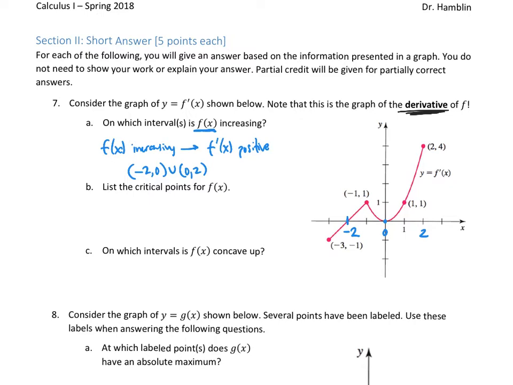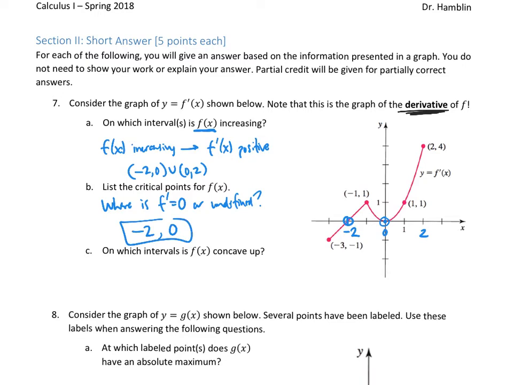For b, we're asked to list the critical points for f. Now, this is going to be the place where the derivative of f is 0 or undefined. But the graph of f prime is the graph that we see here. So what we're looking for is, where is this graph that we see 0 or undefined? So in other words, where is f prime equal to 0 or undefined? So the graph that we see is 0 here at -2 and here at 0. And so those would be my answers, -2 and 0.